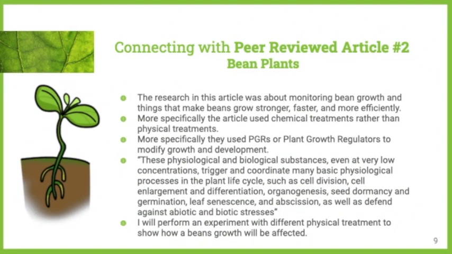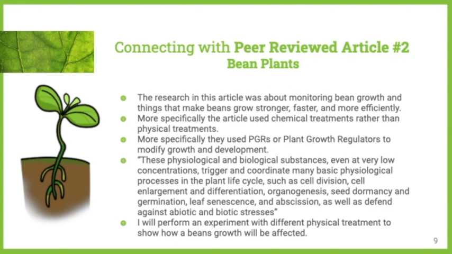This connects with the peer-reviewed article, which is about bean plants. The research in this article was about monitoring bean growth and things that make beans grow stronger, faster, and more efficiently. More specifically, the article used chemical treatments rather than physical treatments. They use PGRs, or plant growth regulators, to modify growth and development.